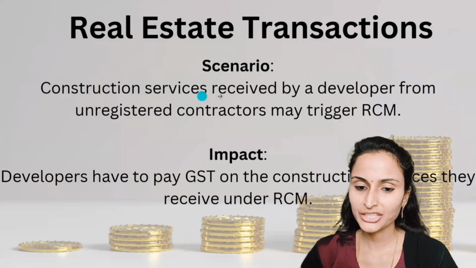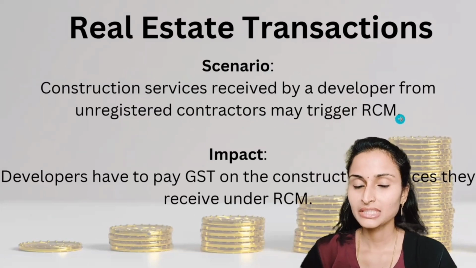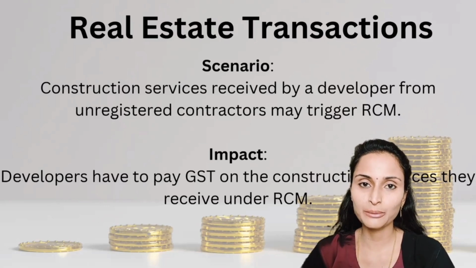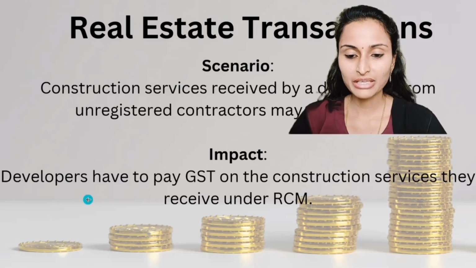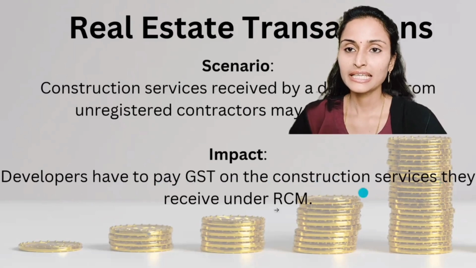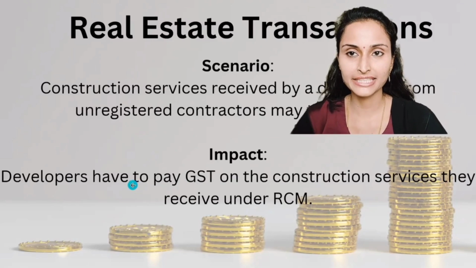First, let's see the scenario of a construction service received by a developer from an unregistered contractor, which may trigger RCM. In this case, when the service is provided by an unregistered contractor to a registered construction service company, RCM is triggered. The developers have to pay GST on the construction service they receive under RCM. In this scenario, the developers have to pay the GST from their own hand.